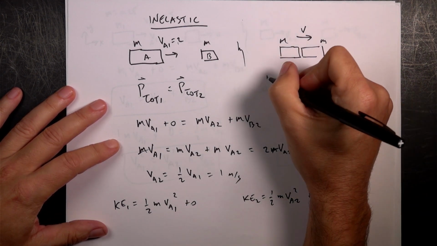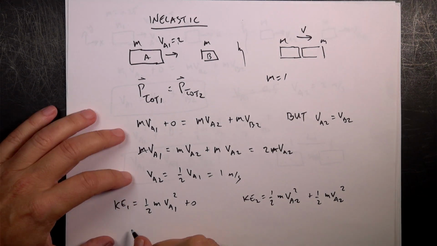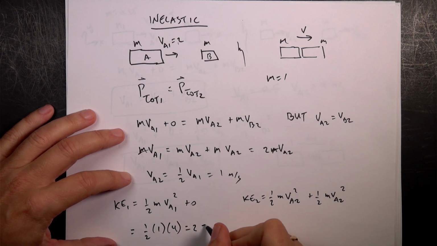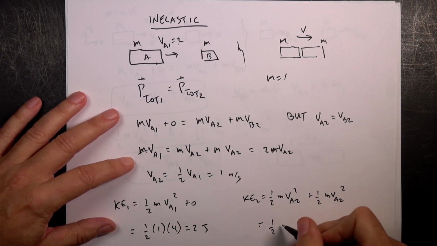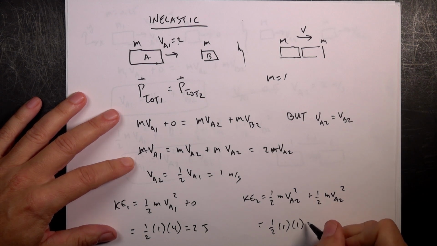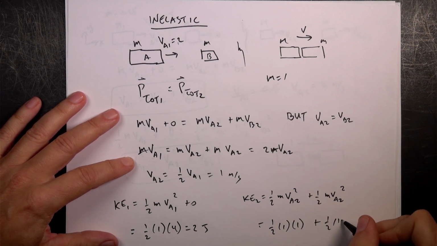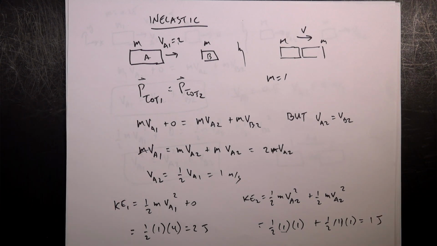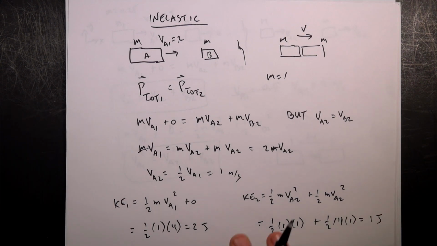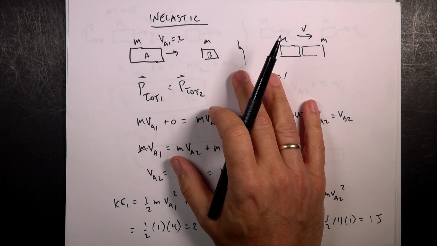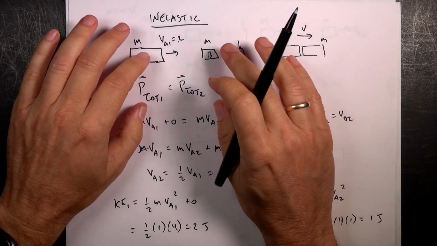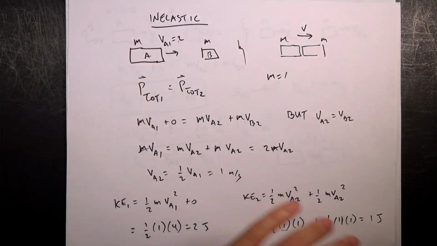Let's just say the mass is 1 for right now. So KE1 is 1/2 times 1 times 4, which is 2 joules. Here I have 1/2 times 1 times 1, which is 1/2, plus 1/2 times 1 times 1, another 1/2, so that's 1 joule. So it has less kinetic energy after the collision. We lose kinetic energy in this collision. Okay? We don't lose energy, we lose kinetic energy. It is transformed into other forms, thermal, deformation energy, something like that.